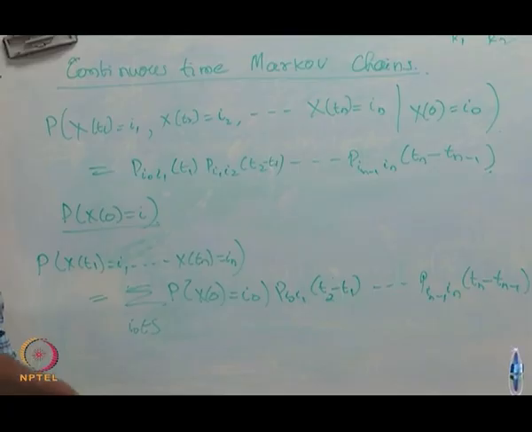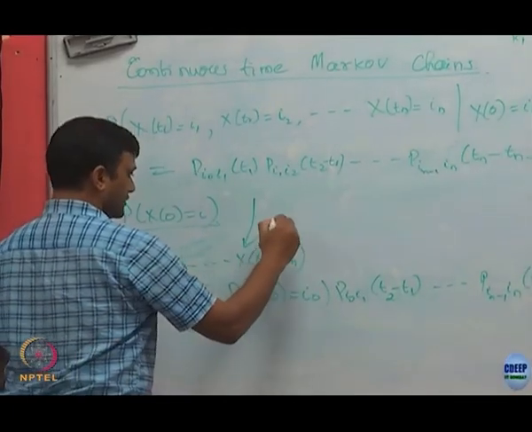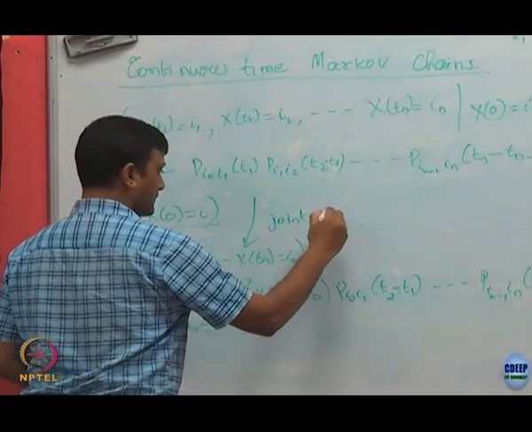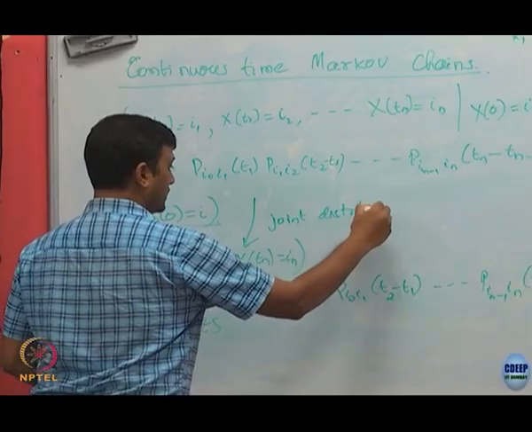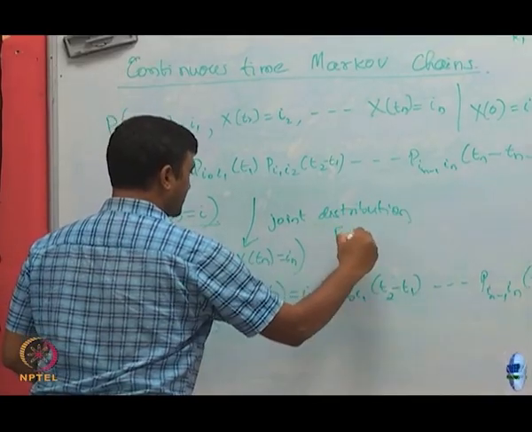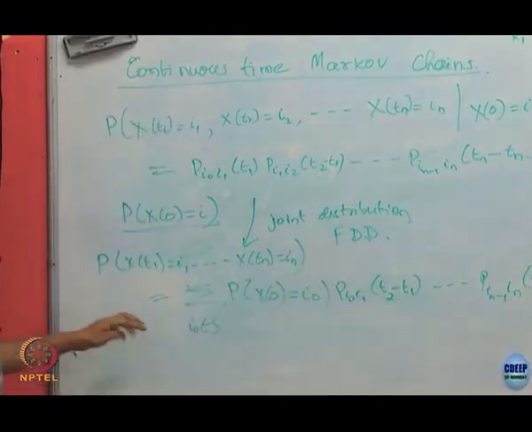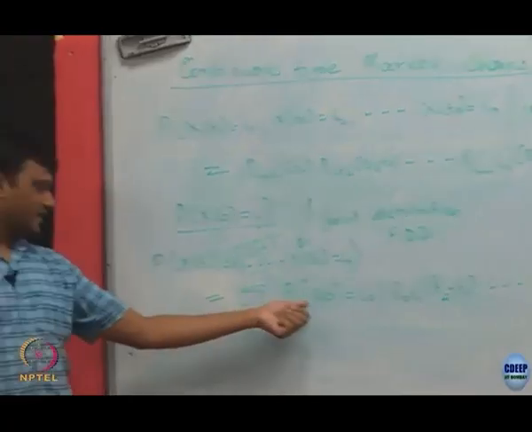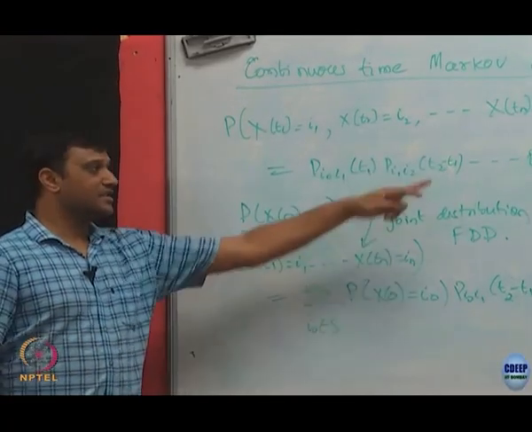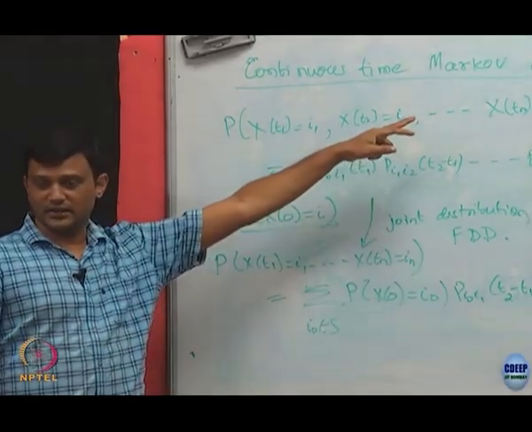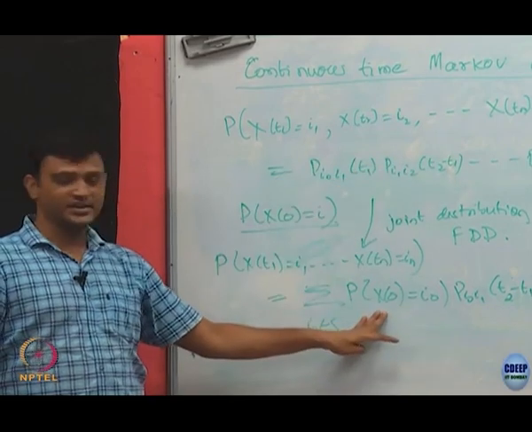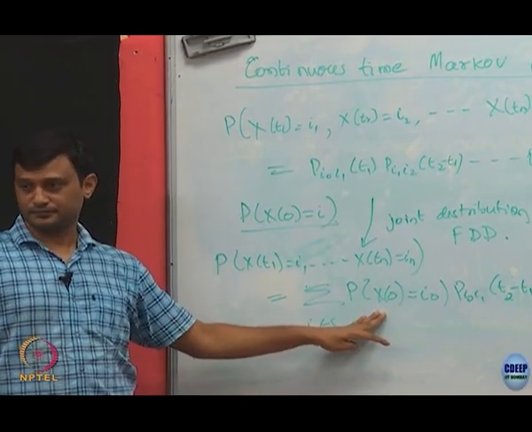But this is a conditional distribution. Now if you are interested simply in the joint distribution, which we call the finite dimensional distributions, FDDs, then you could unconditional it over your initial value. So if you know your initial distribution, you could write this.